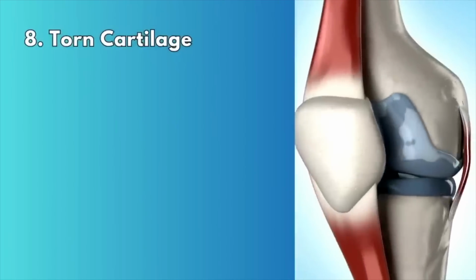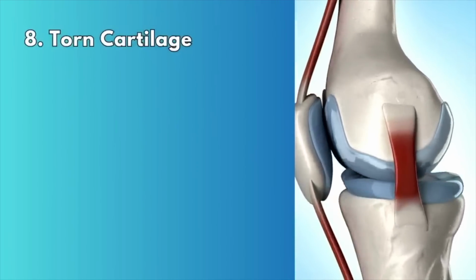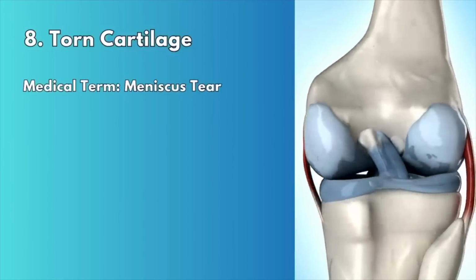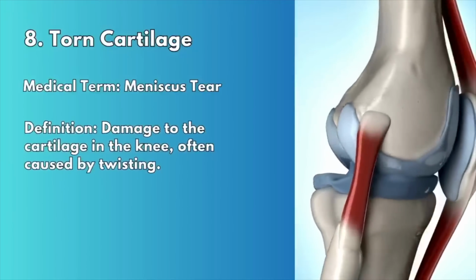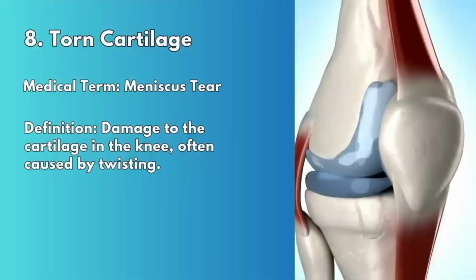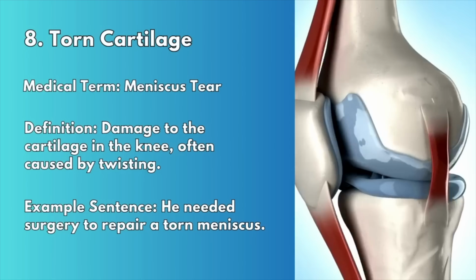Let's move on to torn cartilage. There is cartilage in different parts of the body. One common type of torn cartilage is a meniscus tear. This is damage to the cartilage in the knee, often caused by twisting. He needed surgery to repair a torn meniscus.